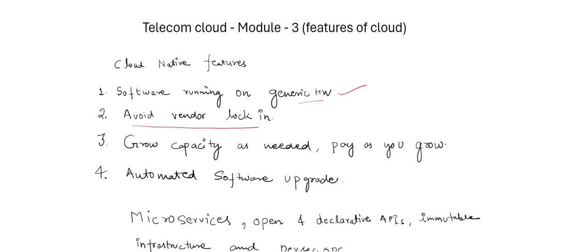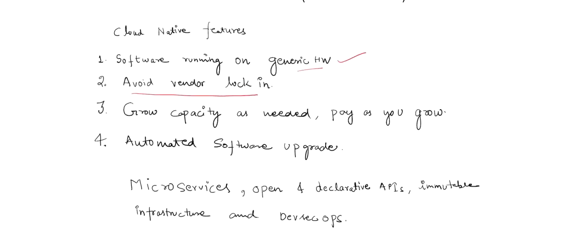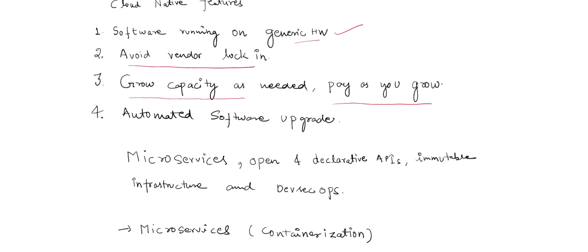Avoid vendor lock-in. That is the same thing, that there should not be vendor locking, like vendor A, vendor B and C cannot work with each other. They all should be interoperable. Third feature must be that the capacity of a cloud can be grown as per the need. So there is a feature that you can pay as you grow. So if you are working on cloud and you need to increase your services, you need to scale the limit, then as per the scalability you can pay for those cloud services. That should be a feature.